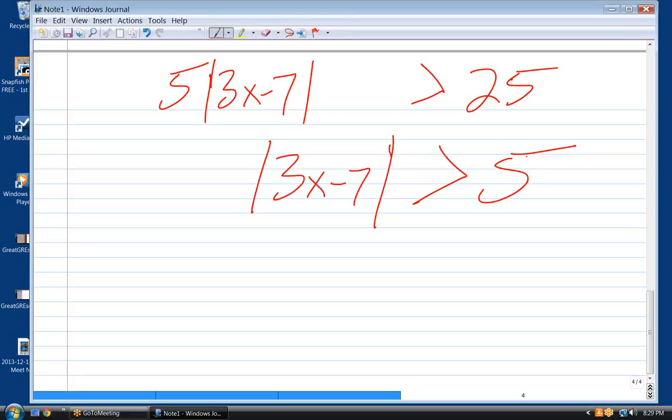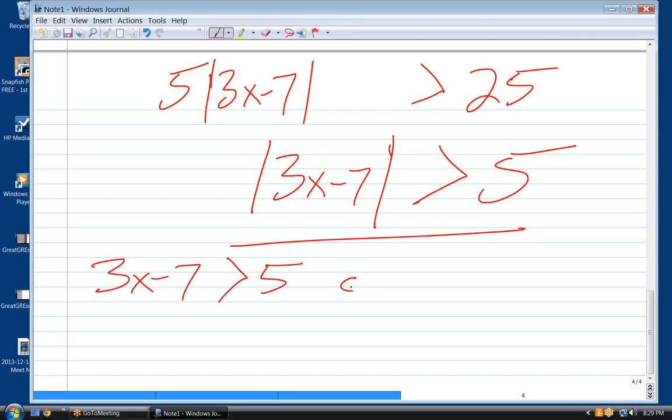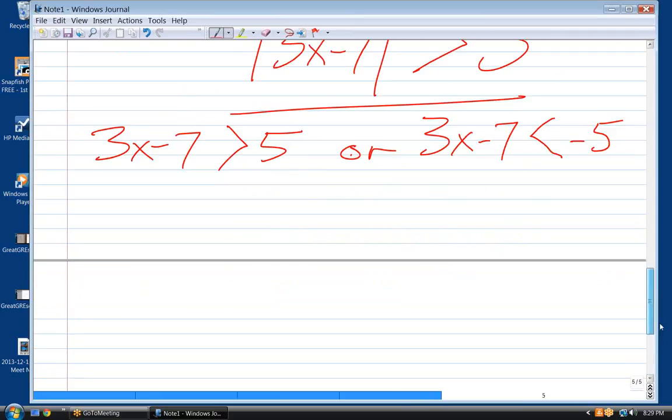Okay? Now, what does that mean? What two things does that mean? It means 3x minus 7 is greater than 5, or 3x minus 7 is greater than negative 5. No, change both the direction and the sign. Less than negative 5. And now solve each independently.